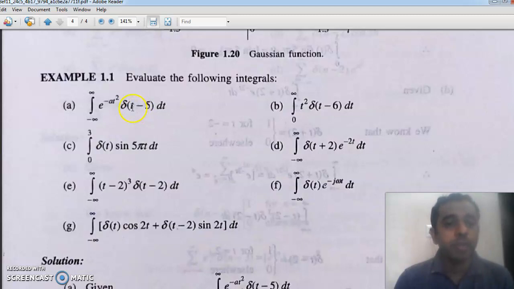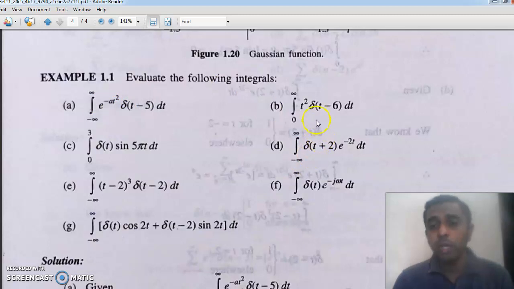So what is happening? What is the value at t is equal to 5? The value at t is equal to 5 is 1. So the whole integration reduces to 1, and that too at t is equal to 5. So 1 multiplied by e raised to minus a into, instead of t I can substitute 5. So the value is e raised to minus 25a.